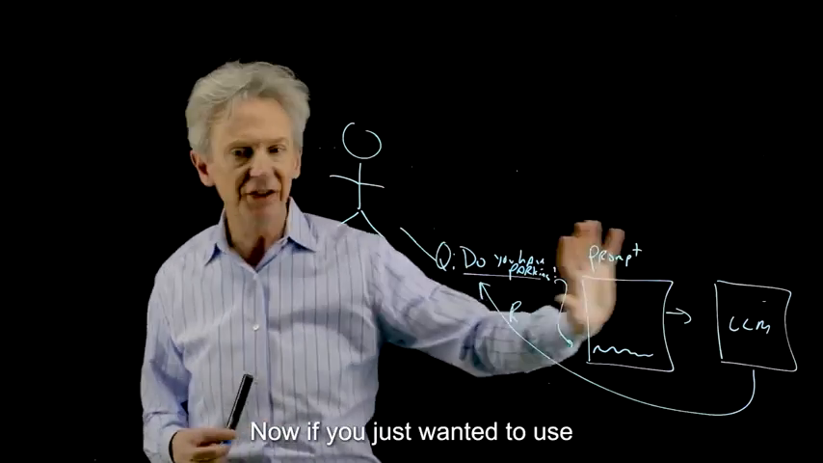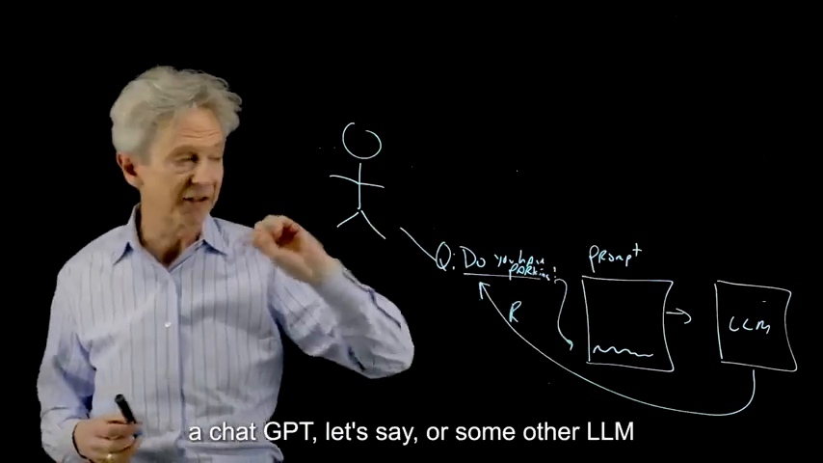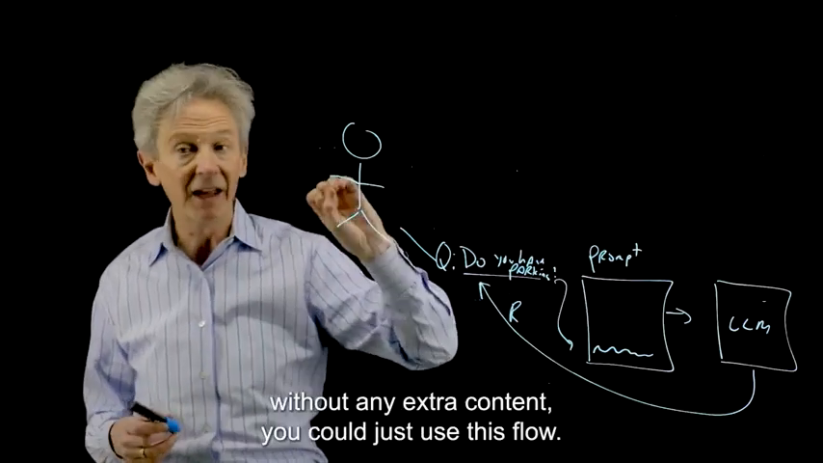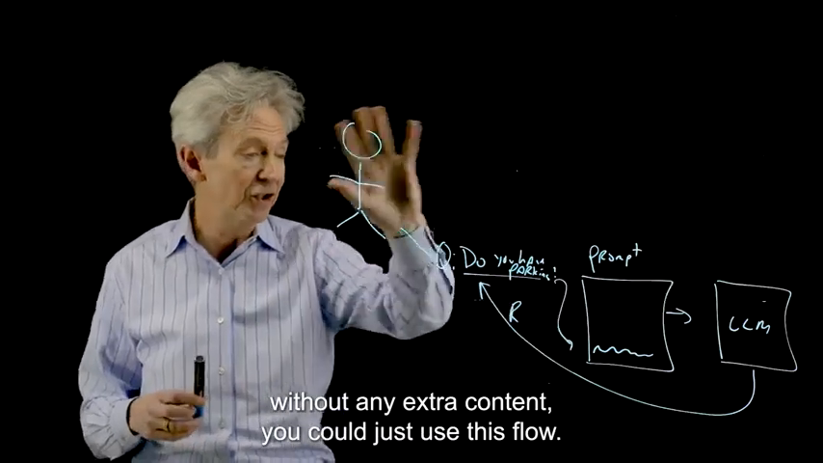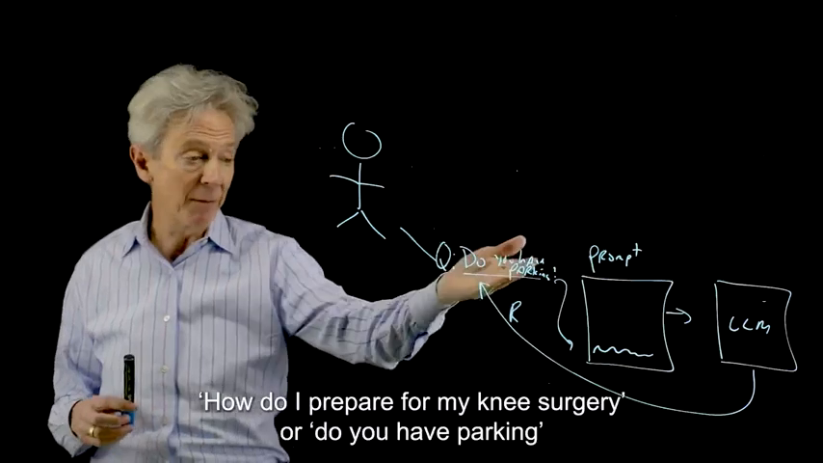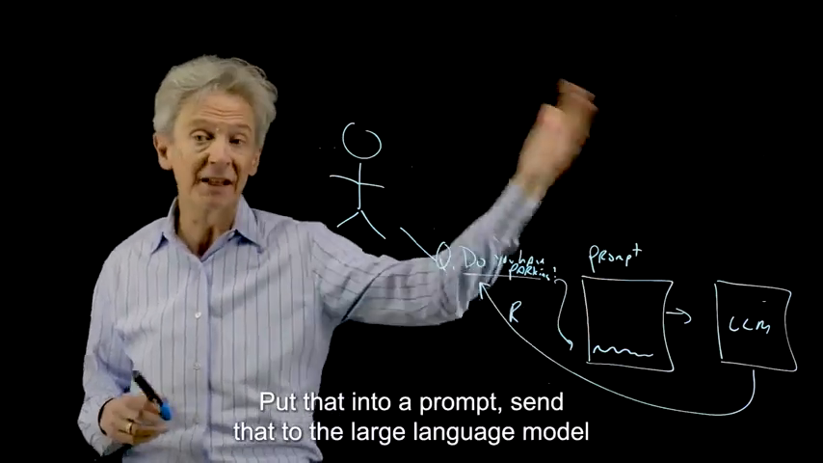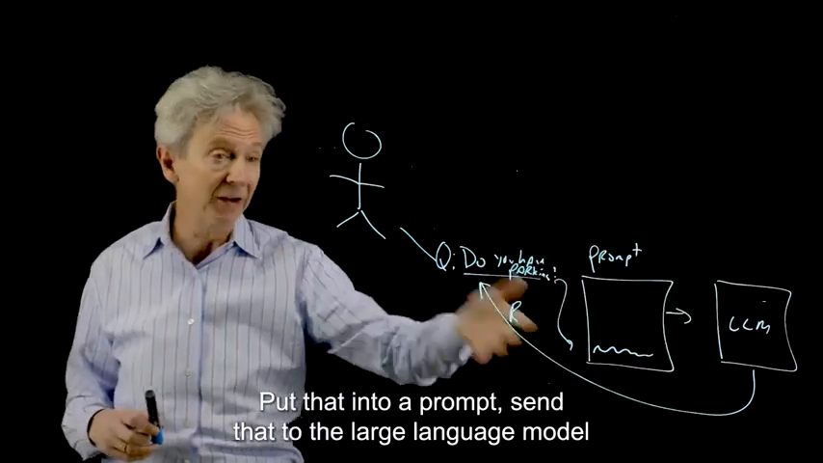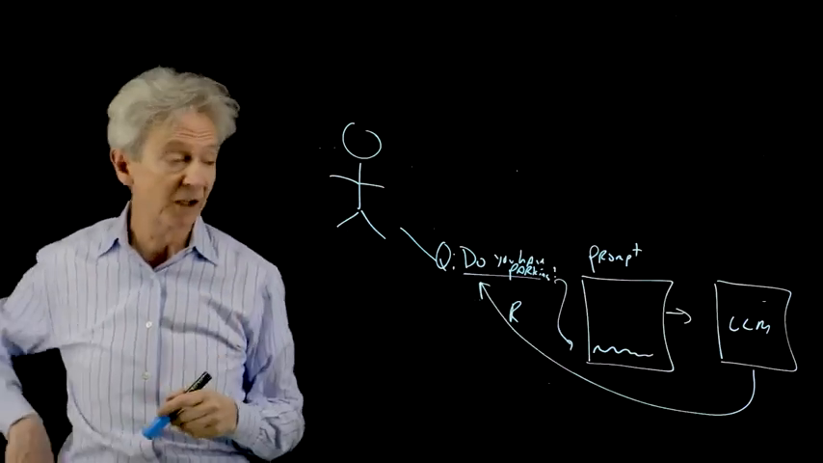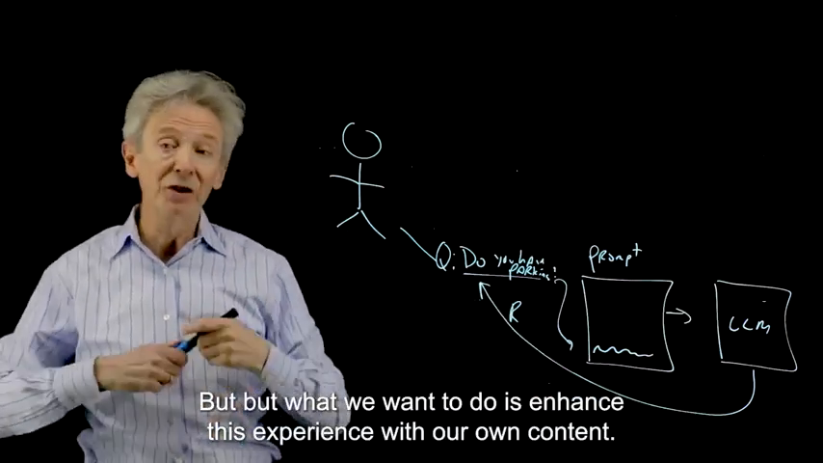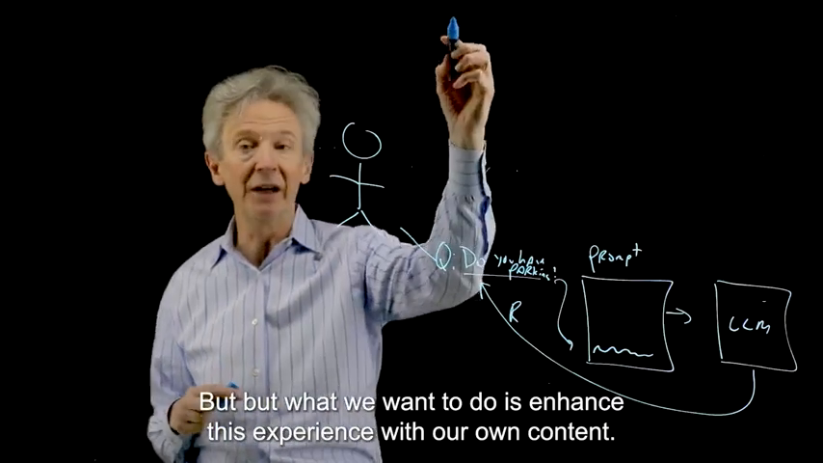Now, if you just wanted to use ChatGPT, let's say, or some other LLM without any extra content, you could just use this flow. How do I prepare for my knee surgery, or do you have parking? Put that into a prompt, send that to the large language model, and get a response back. Okay? But what we want to do is enhance this experience with our own content.